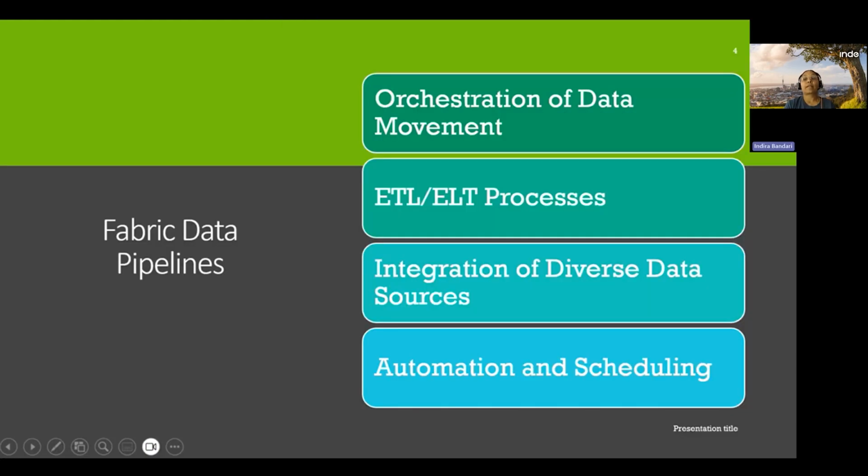As you all know, Fabric has a lot of workloads, right? So you have data science workloads, data engineering workloads, data factory workload, real-time intelligence, and so on and so forth. So orchestration of data movement comes under the data factory workload. So what is orchestration of data movement? First of all, a data pipeline. A data pipeline consists of a lot of components. And what does a data pipeline do?